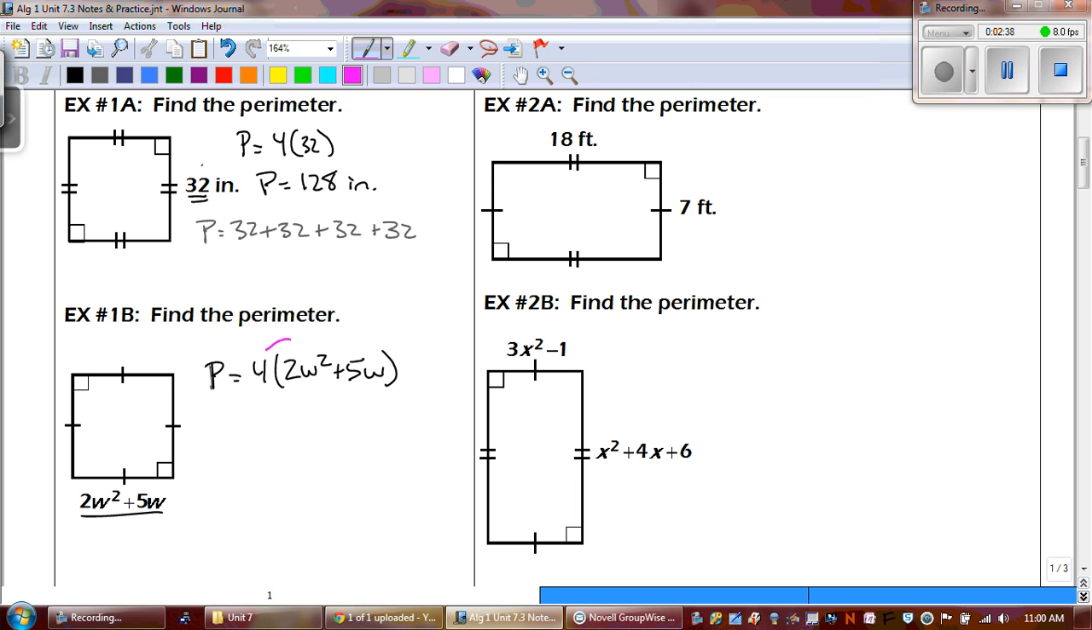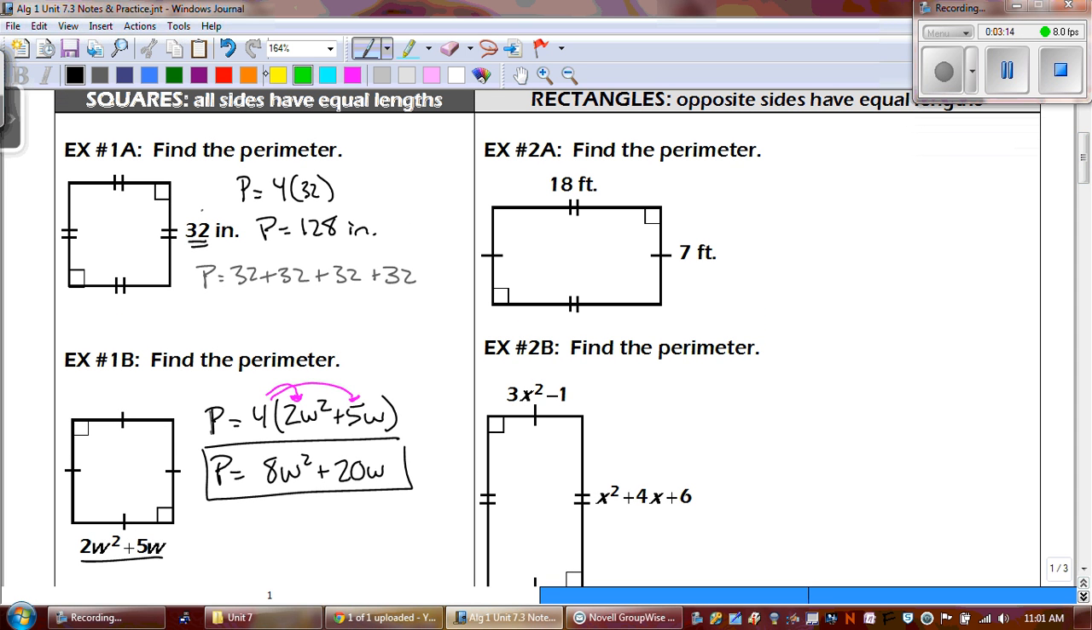Okay, so all we do is we distribute. 4 times 2 is 8w squared plus, and distribute again, 4 times 5 is 20w. And since we don't know what w is, that's our final answer. Okay? Does that make sense? All right, let's move on to the rectangle.